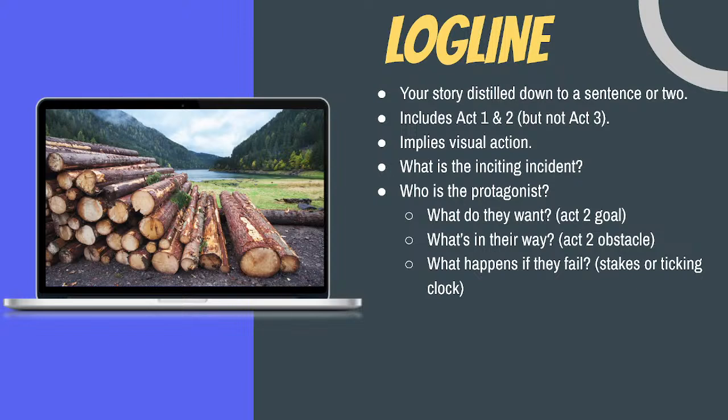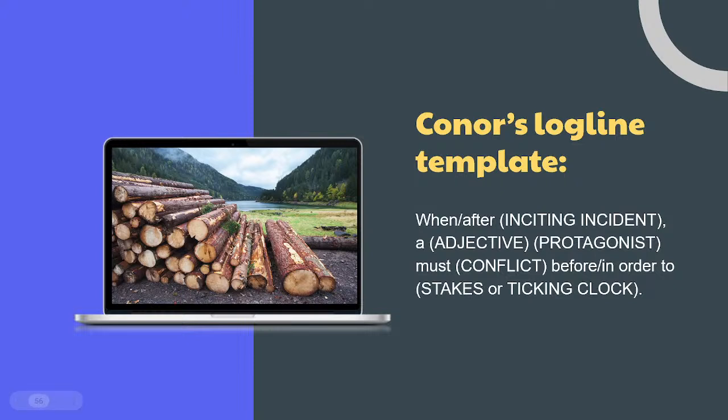It's just one sentence. We want to imply visual action. We want to know who is the main character, what starts the story off, the inciting incident, what's in their way, that's the obstacle, and what happens if they fail. Stakes are a ticking clock. You may not have to explicitly spell out "or else the serial killer will kill them," because you can sort of suggest the answer to that.